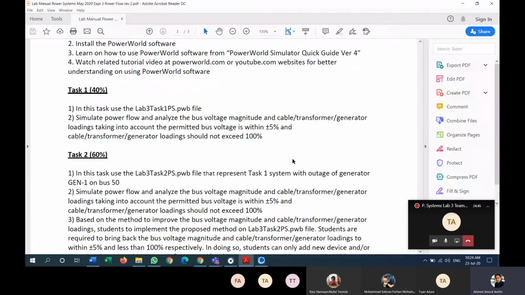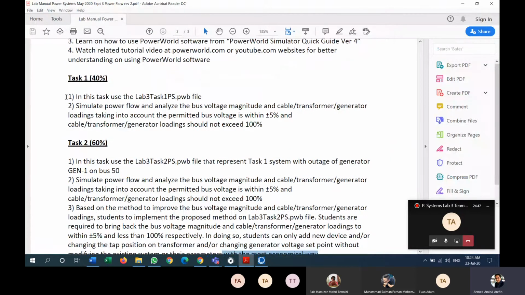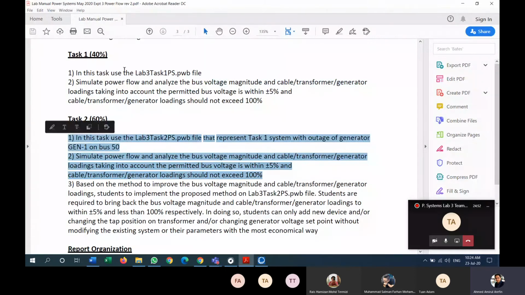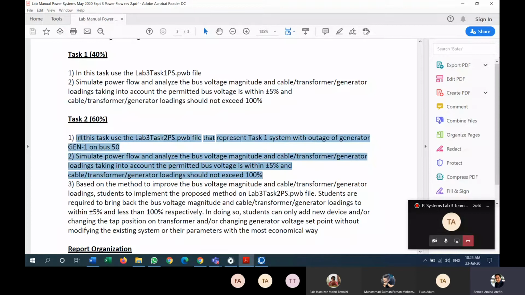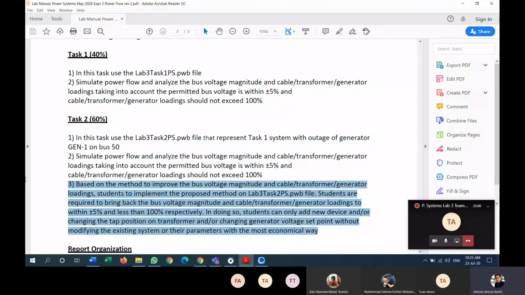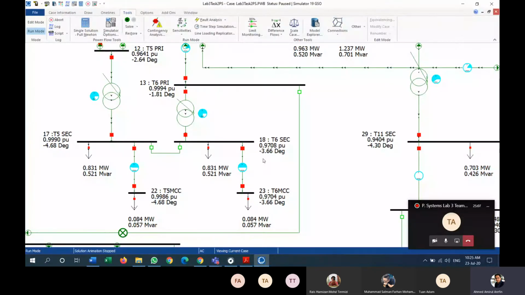Okay, so this task 1 and this one is similar, but the diagram is different, but you have to do the same thing, but the only difference is the number 3, where you need to improve the per unit voltages. Okay, so any question?